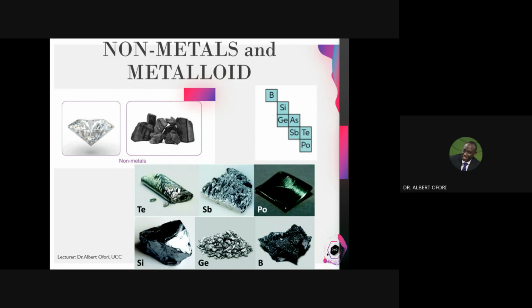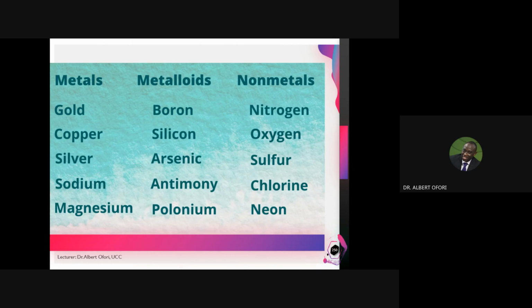If I look at the periodic table, those elements that can easily release electrons, we call them metals. Those that can accept electrons, we call them the non-metals, and those that fall in between, we call them the semi-metals or the metalloids. So the metalloids are boron, silicon, germanium, arsenic, antimony, tellurium, and polonium. These are the metalloids. Now we can list some examples of the non-metals and the metalloids.